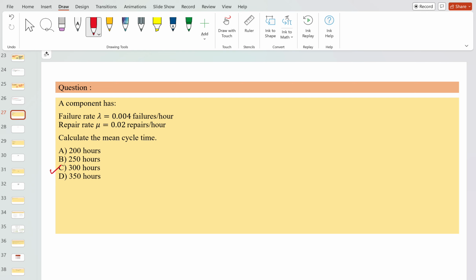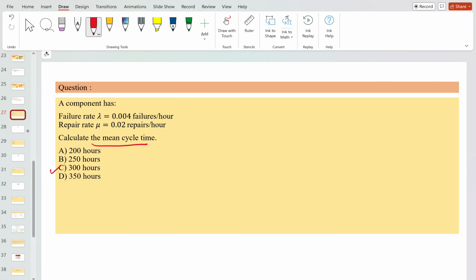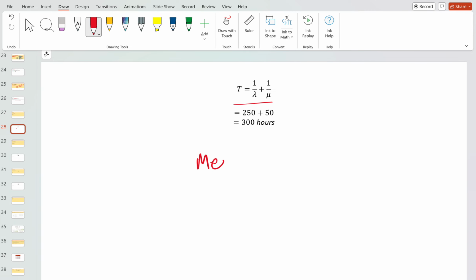Okay, I got one answer. Option C. Others. Okay, let me give the formula directly. So this is basically the formula for T, the mean cycle time. So mean cycle time is equal to 1 upon lambda plus 1 upon mu.